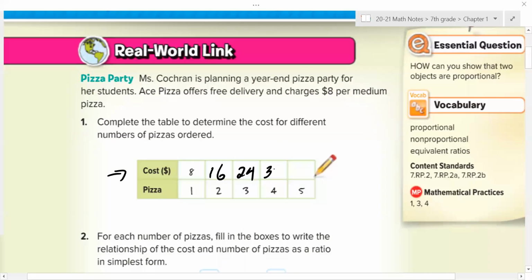No, what did I just do here? No, what did I do there? Oh, I'm jumping ahead of myself. For 5 pizzas, the same thing as 8 times 5, which is 40.